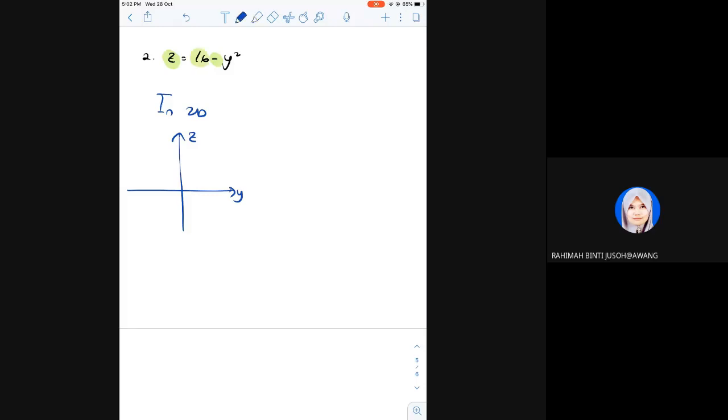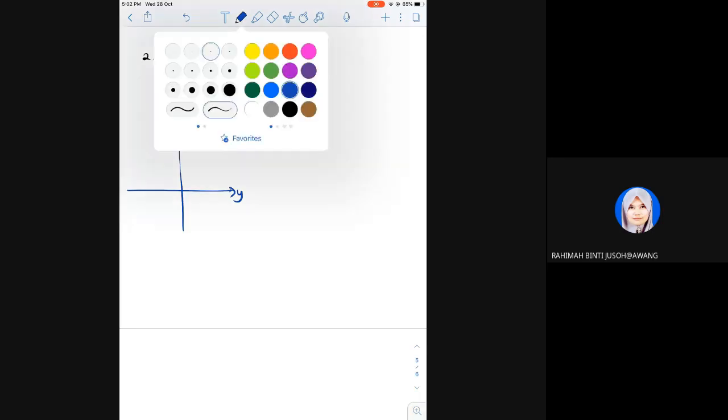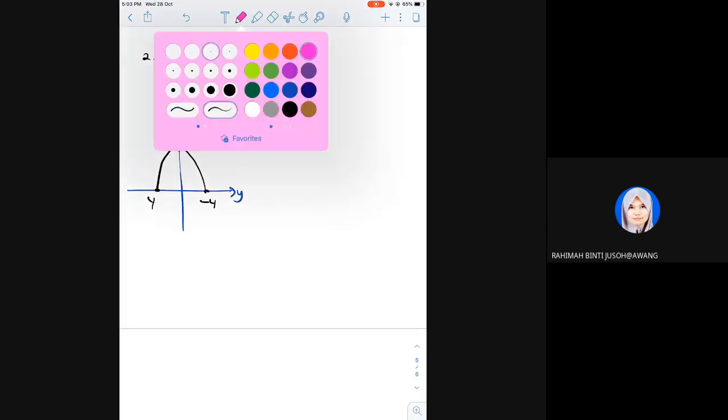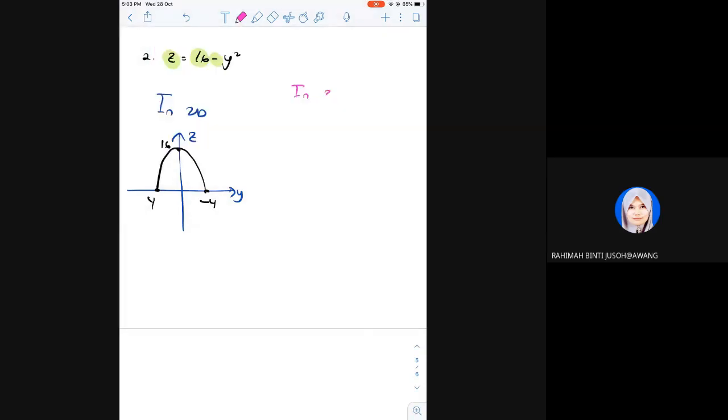We shift 16 above. So it becomes like this. Like this. Here is 16, right here is 4, right here is negative 4. Okay, so now let us proceed to the graph in 3D. Alright, graph 3D. So we have X, Y and Z.